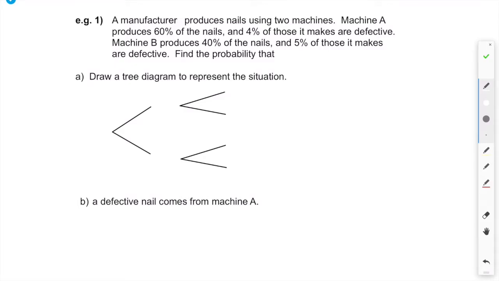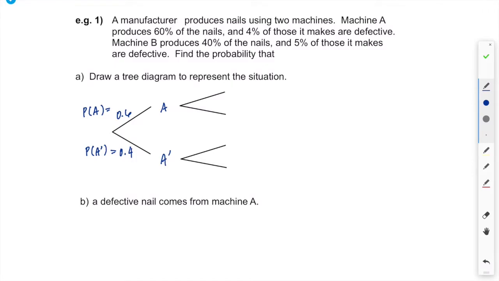But anyway, we can still draw a tree diagram to represent the situation. All right, so we know that there are 2 machines. So either machine A or machine B, or here I can also call it A prime. And then I can label the probabilities too. So 60% of the nails come from machine A. I can call this P of A. And then the other 40% of the nails come from A prime.